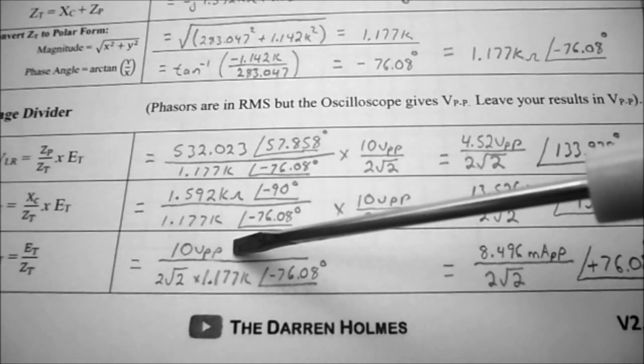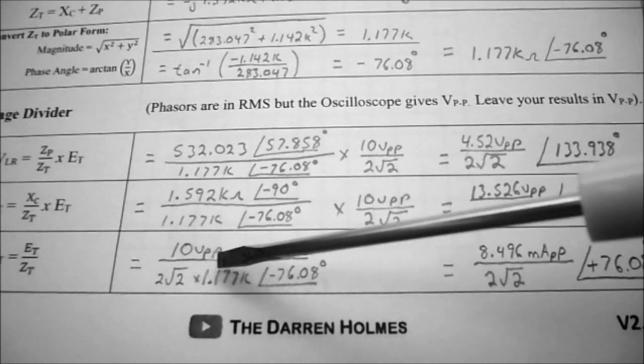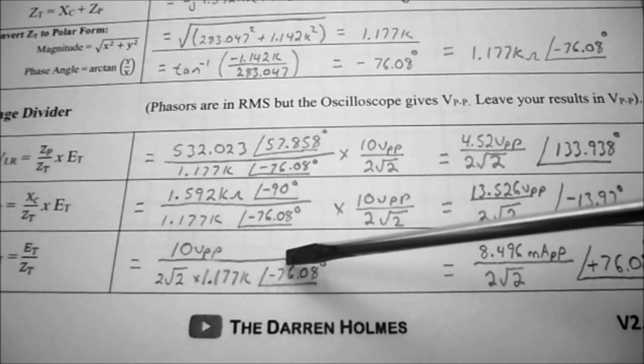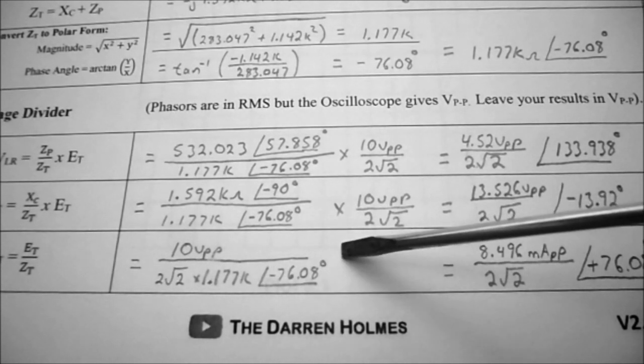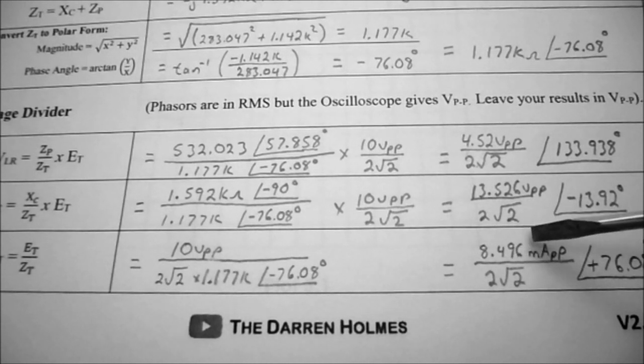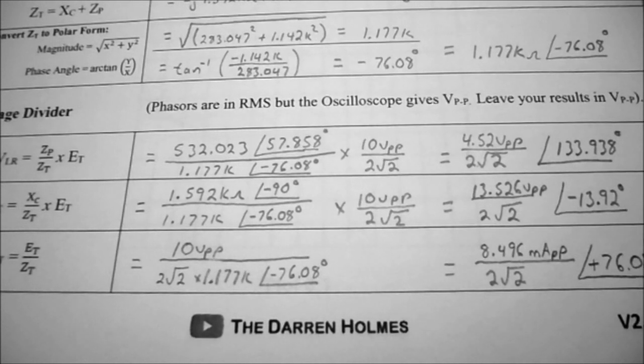So that's equal to 10 volts peak to peak divided by 2 root 2 times 1.177 K at an angle of minus 76.08 degrees. And that's equal to 8.496 milliamps peak to peak divided by 2 root 2 at an angle of 76.08 degrees.